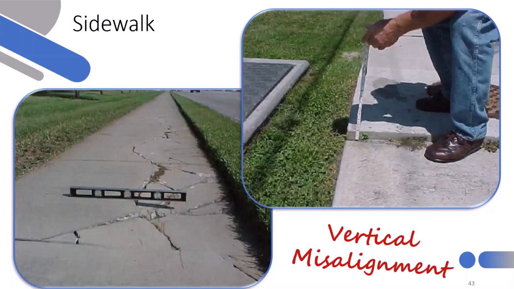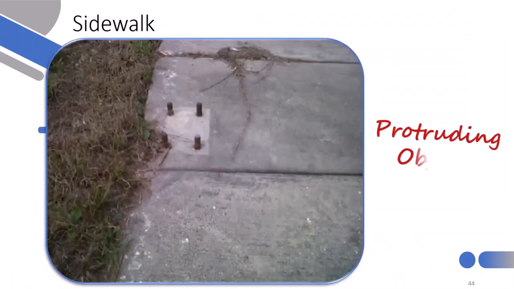Changes in vertical alignment or changes in level could be a problem if they're greater than 1/4 of an inch. That's the maximum allowable change in level. Abandoned anchor bolts in the walking surface are going to be a problem.